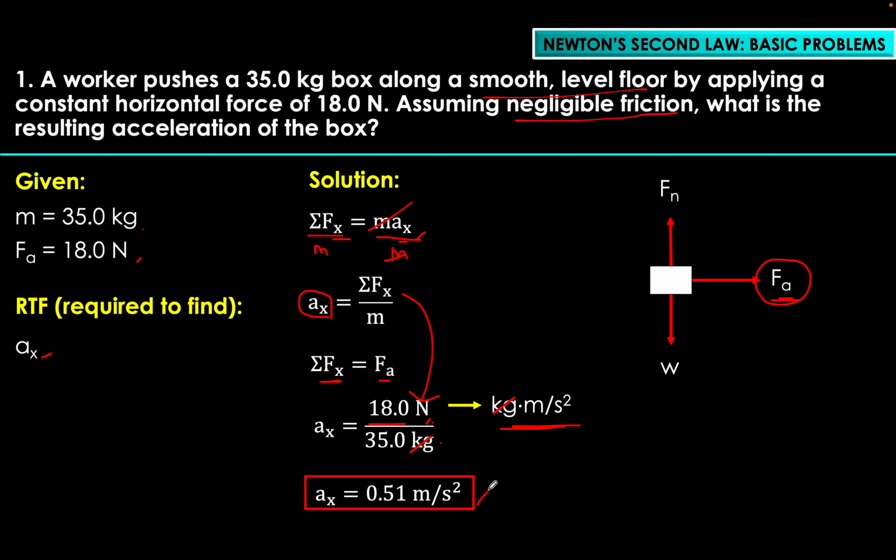So it's that simple. And yeah, take note that if you evaluate the answer, it looks reasonable, not too high, not too low, because usually, like if you're talking about cars, the acceleration could go about 3 to 4 meters per second squared. But this is only a box, so I think that our answer is just reasonable.